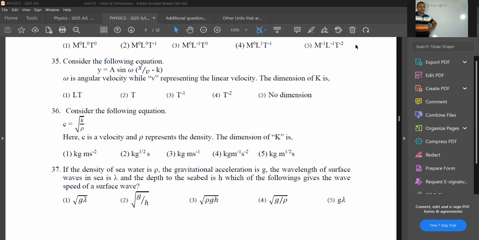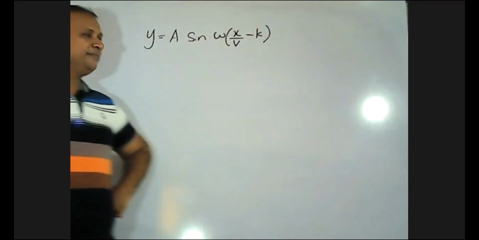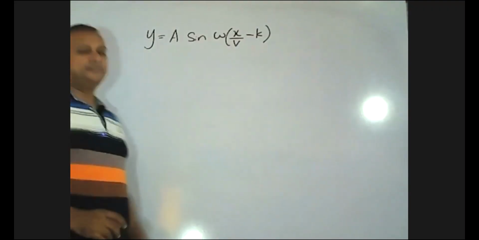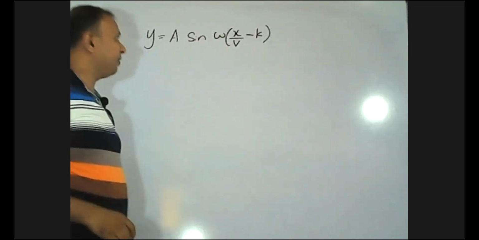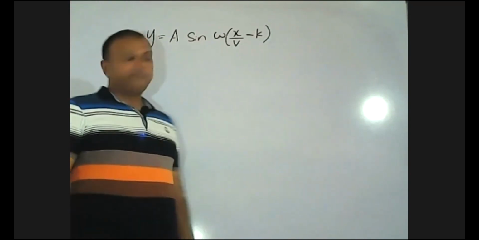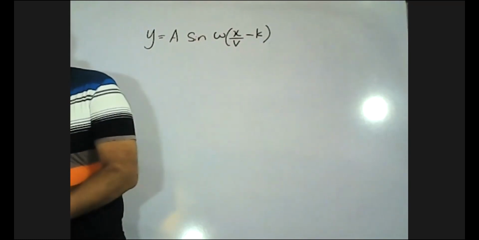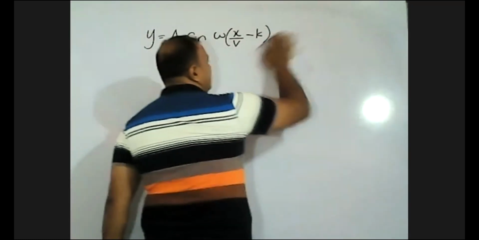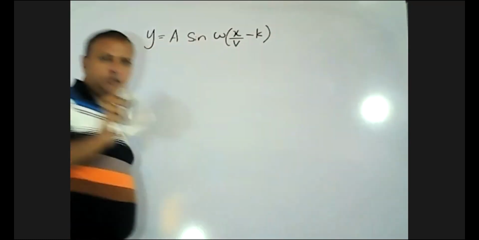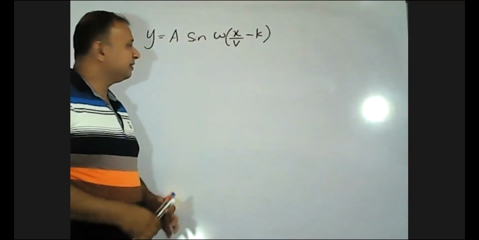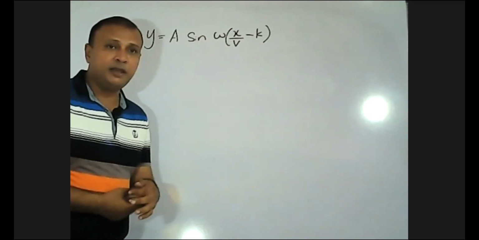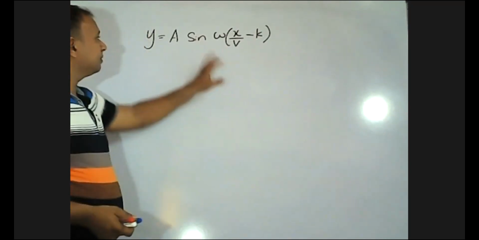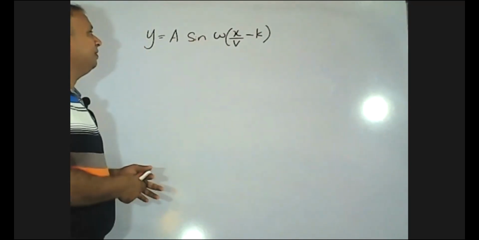Question number 35. Look at this. Okay. Someone can think like this. Look at this. This is the mistake you can do.